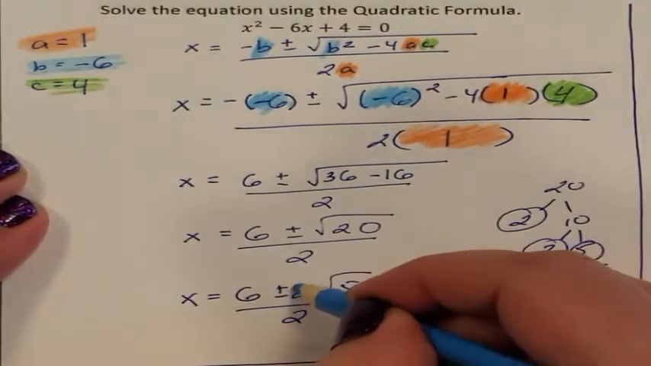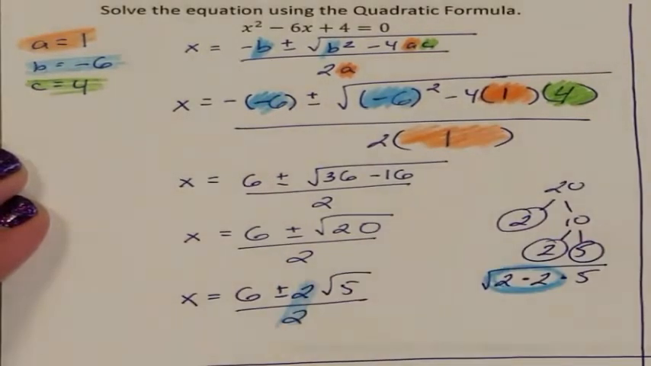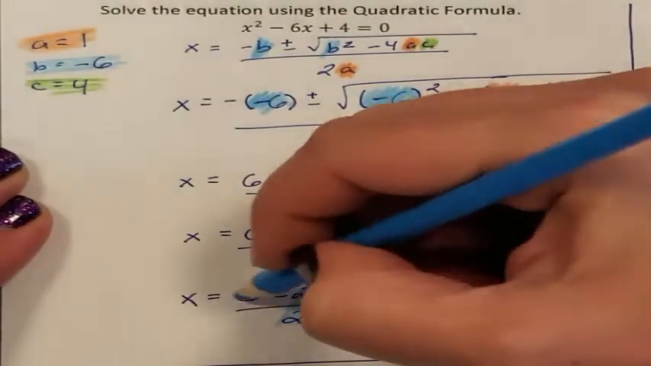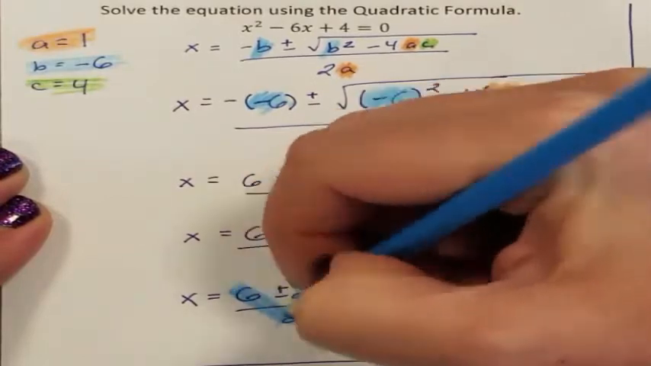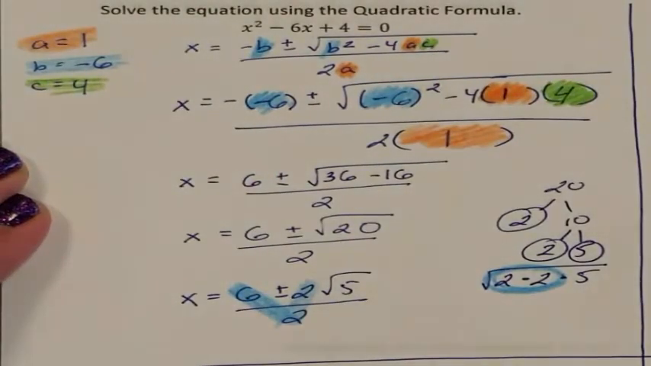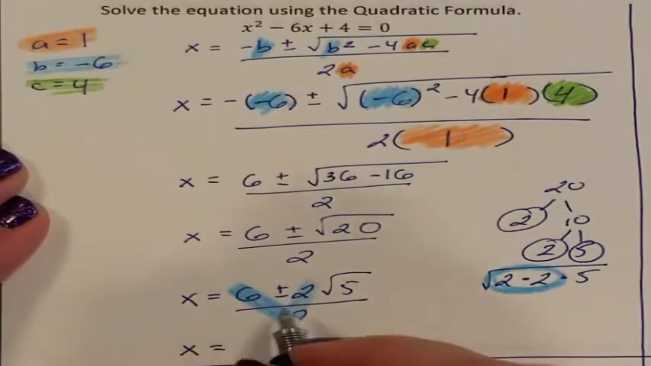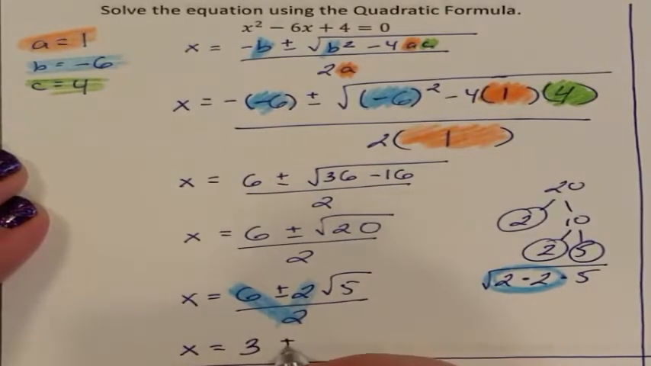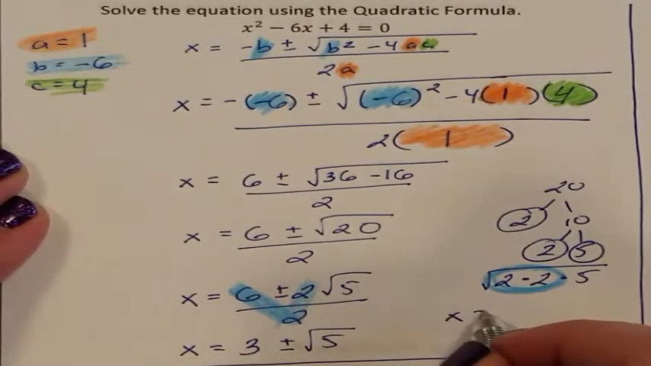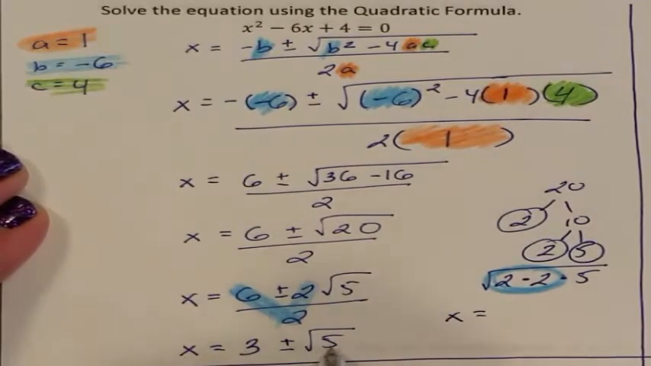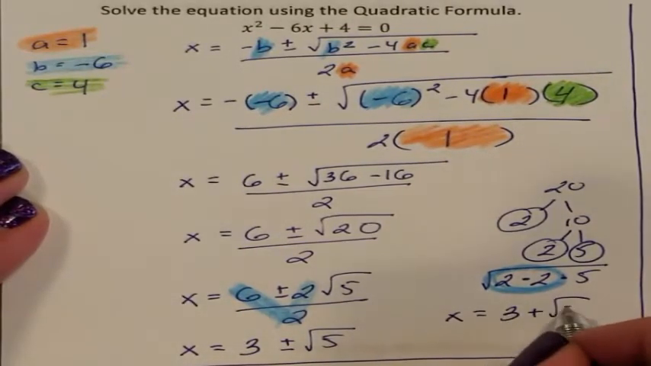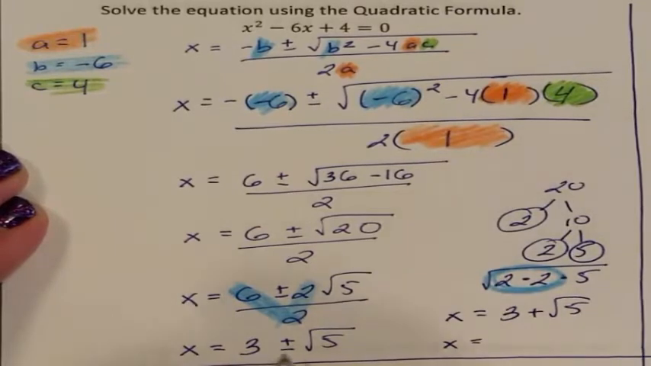Because I can see this term can be divided by 2 and this term can be divided by 2, that means that I could divide the entire problem by 2. So 6 divided by that 2 was 3. This is a plus or minus. 2 divided by 2 is 1, so it's just 1 square root of 5. So I have two answers. X is 3 plus the square root of 5, and x is 3 minus the square root of 5.